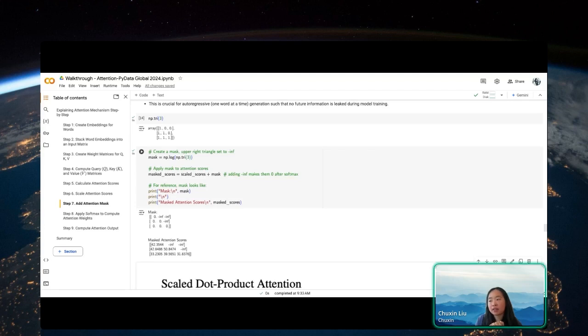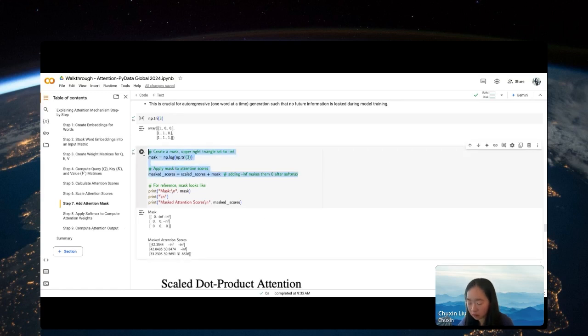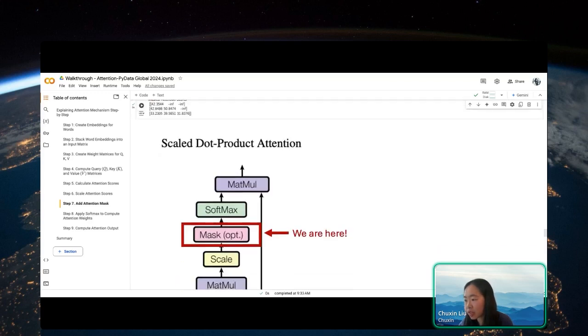And then we add scaled scores and mask together. So now in the masked attention scores, you can see that the upper right triangle are minus infinite. All right, so we are here. We finished the mask.